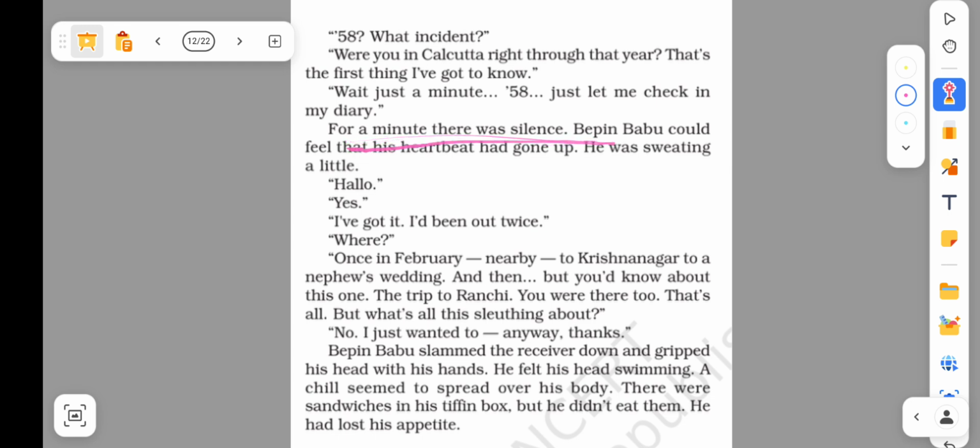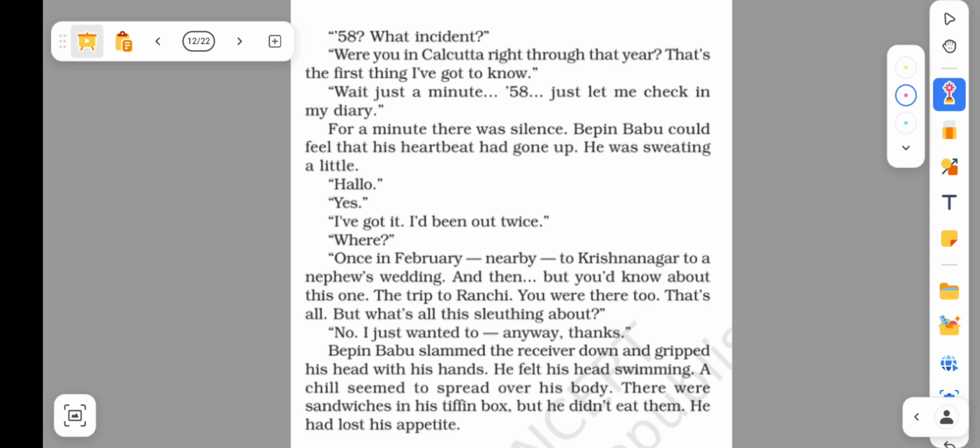For a minute, there was a silence. Bipin Babu could feel that his heartbeat had gone up. He was sweating a little. Hello, yes, I've got it. I've been out twice. Once in February, nearby Krishnanagar, to a nephew's wedding, and then, but you would know about this one, the trip to Rachi. You were there too. What's all this sleuthing about?